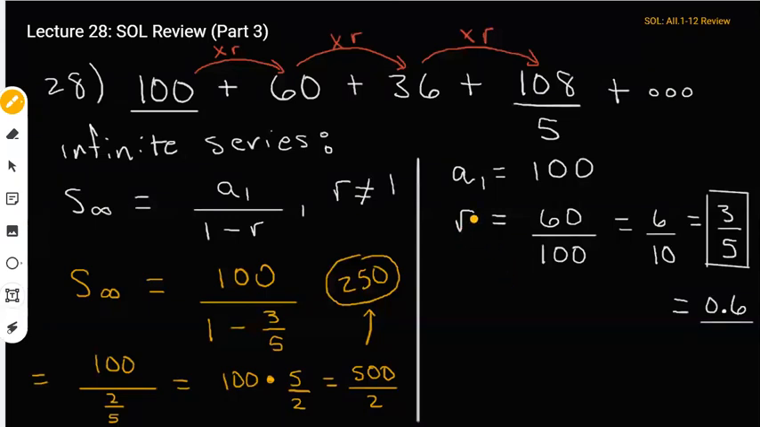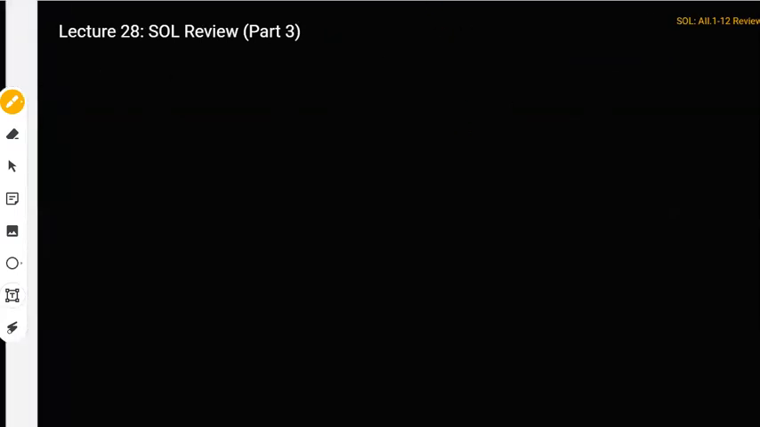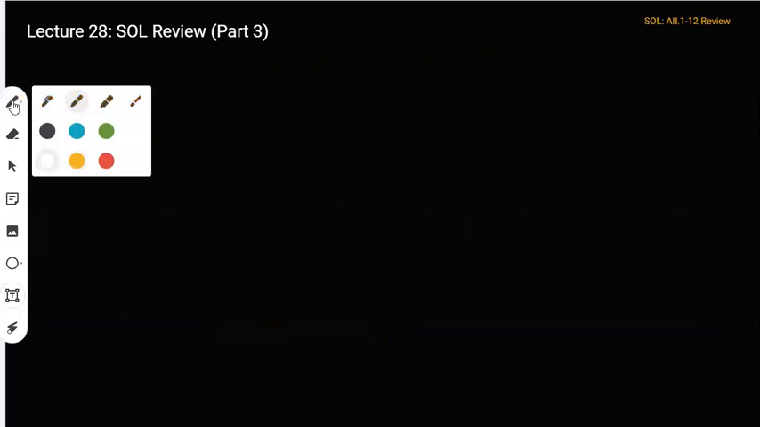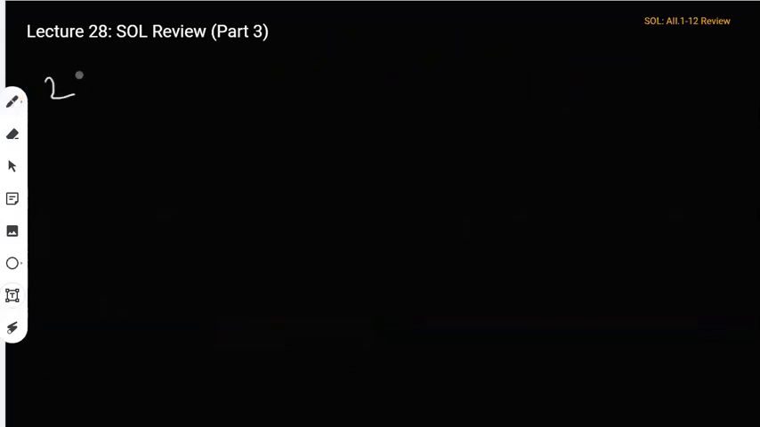Okay. So for this one, you just needed to know the first term and what your R value is. And once you find that, you can put it in the infinite series formula. Let's try 29.